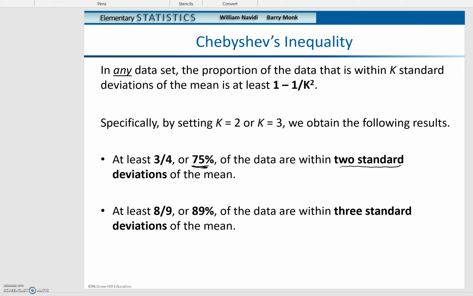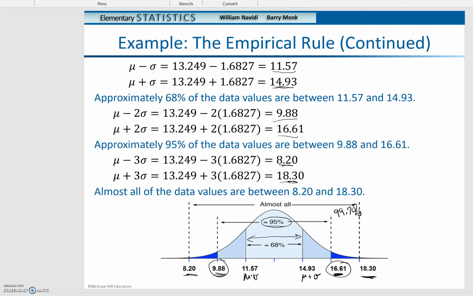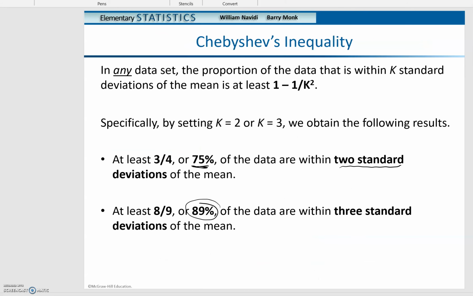3 standard deviations away, right here, it's at 89%. And on a bell-shaped curve, 3 standard deviations was here to here. It was almost all of the data, or 99.7. So again, there's a little bit of a difference, but these are for non-bell-shaped curves. So how did I get this 75%? Well, 75 is when k is a 2, 89 is when k is a 3.